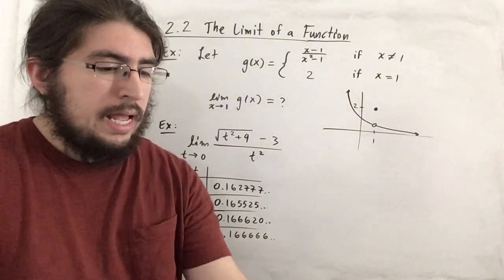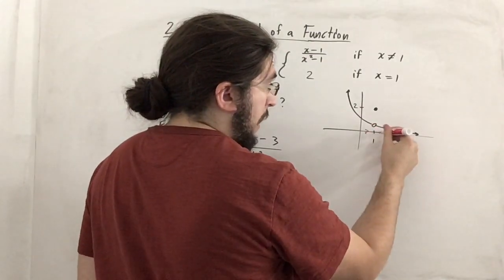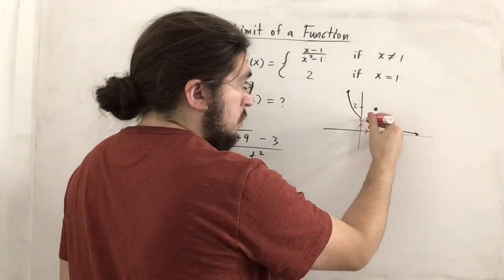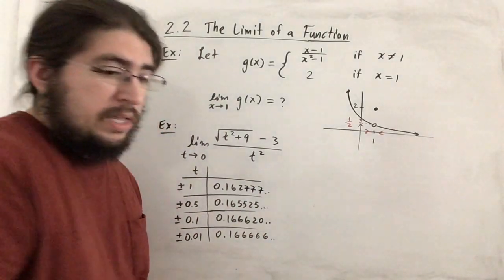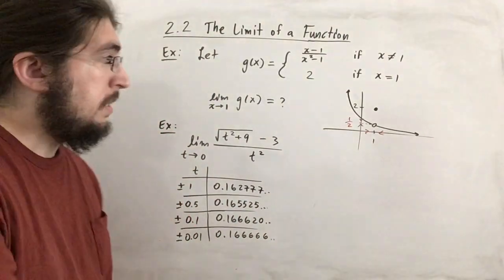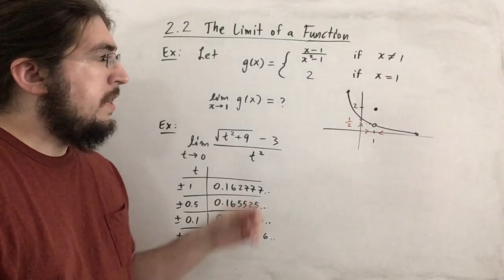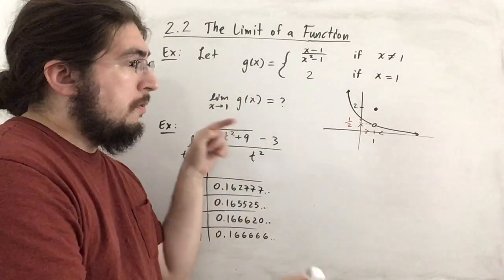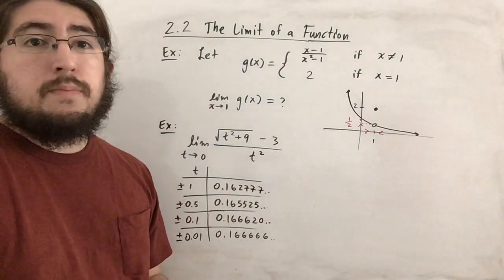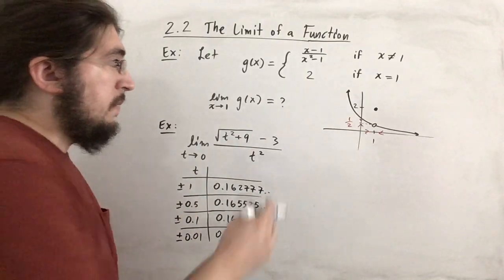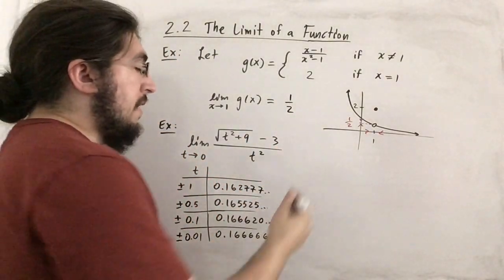Now notice, as x approaches 1 from either side, the y values will approach the y value of this hole, which so happens to be 1/2. So even though we are defined at 1 with this piecewise defined function g of x, it doesn't actually matter. Because approaching x equals 1 from either side of 1, the y value will still approach 1/2. So from our definition of limits, this should be 1/2, from a graphing perspective.